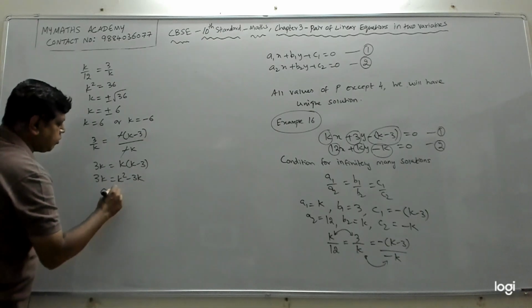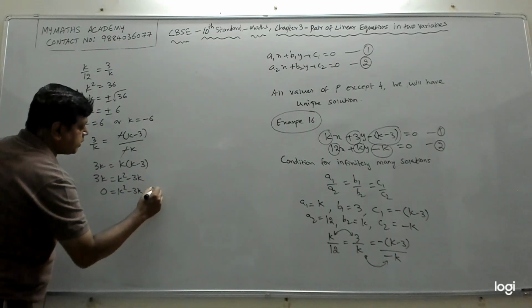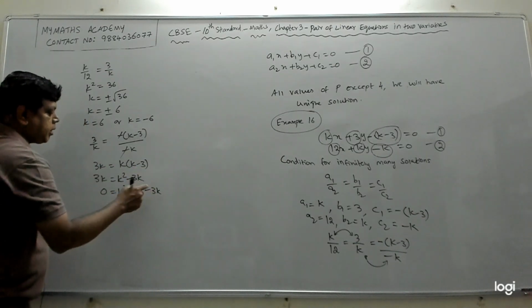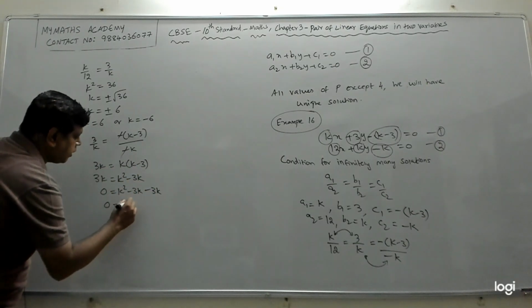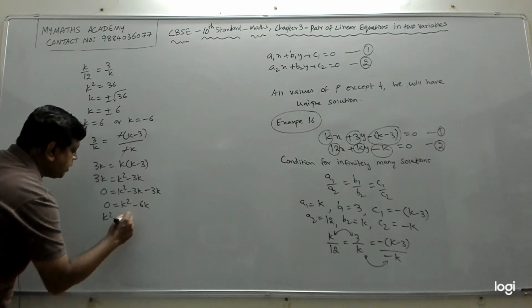So I'll get 0 equal to k square minus 3k. This 3k comes here, it will become minus 3k. Plus 3k comes this side, it will become minus 3k. So you will have 0 equal to k square minus 6k. This can be written like this, k square minus 6k equal to 0.